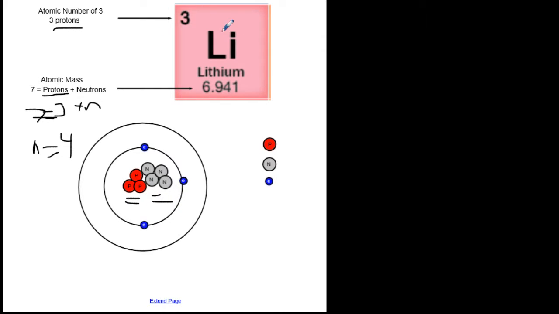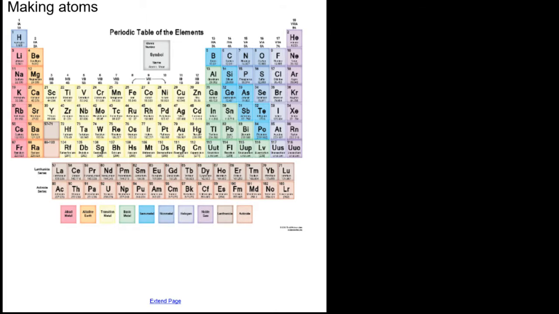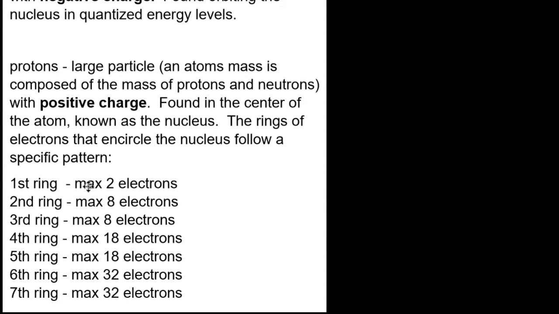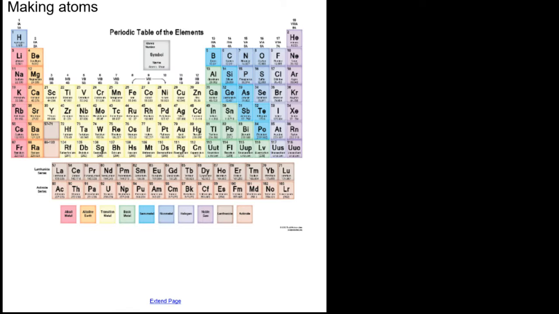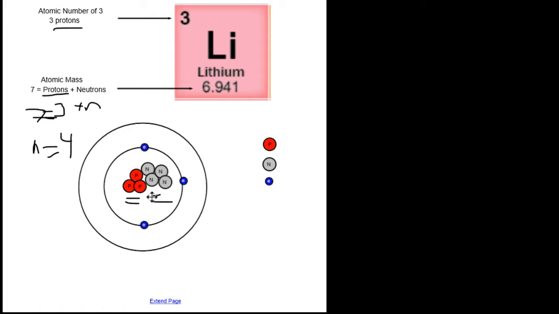Now, we said that the element has to be stable, i.e. the number of protons has to equal the number of electrons. Since we have 3 protons, we also have to have 3 electrons. Now, how many electrons belong in each ring? Well, if we go back, it says the first ring can only have a maximum of 2. So that means I have 3 right here, so this one has to be on the second layer.